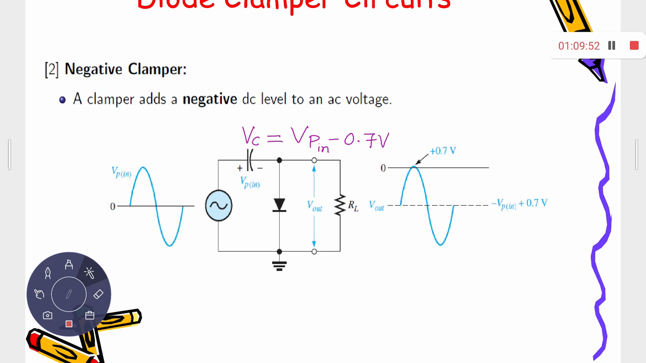Okay? So this time your V out is given by V in minus Vc. Last time your V out was V in plus Vc, a positive clamp. This is known as a negative clamp because we are adding some negative DC level. If the actual input was riding on 0 DC, then this value is less than that. Suppose this peak is held at, say, plus 5 volt, minus 5 volt. Initially your input was riding on 0 DC, and then the output will ride on minus 4.4: minus 5 plus 0.7.